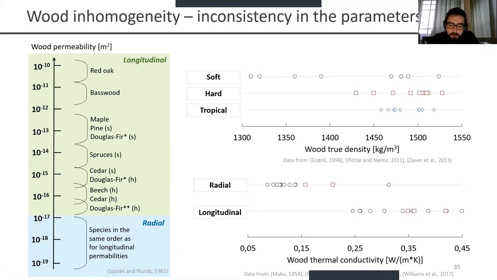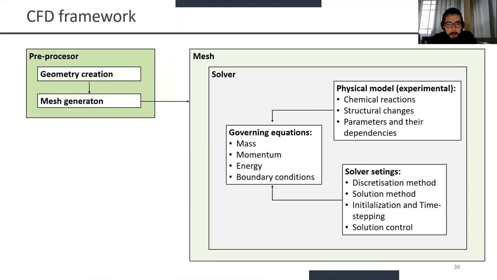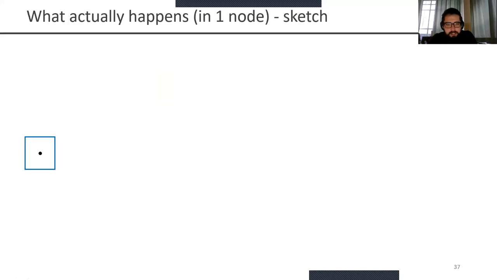That's kind of important information, because we need to apply the parameters that are closest to the situation that we want to model. Because in other case, we can introduce very strong error into the system. Yes, okay, solver and solver settings, yes.